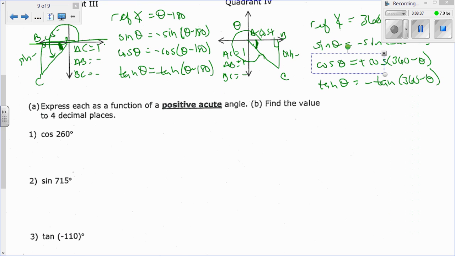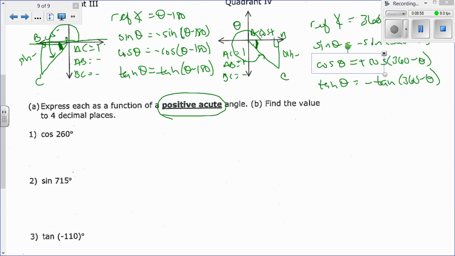So what can we do with this stuff? Well, for the problems here, we have: A, express each as a function of a positive acute angle, and B, find the value to 4 decimal places. Positive acute angle means use your reference angle, or find your reference angle.